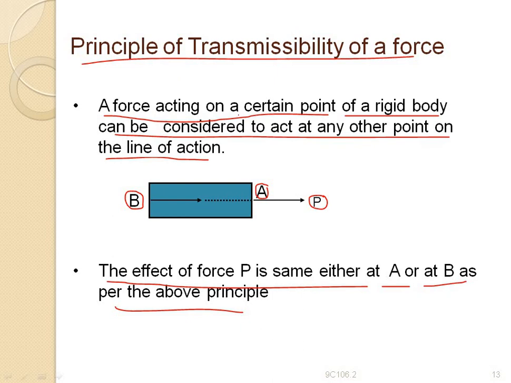That means a force acting on a certain point of a rigid body can be considered to act at any other point on the line of action. This is the line of action of the body. From B to A or A to B, the force is represented on the same line. Whatever the force acting, it is denoted as P. So the principle holds at A or B.